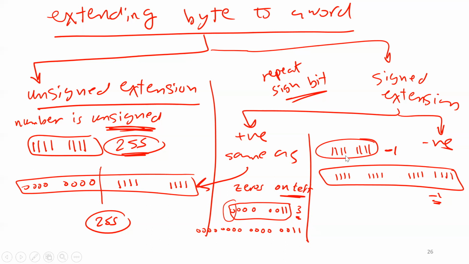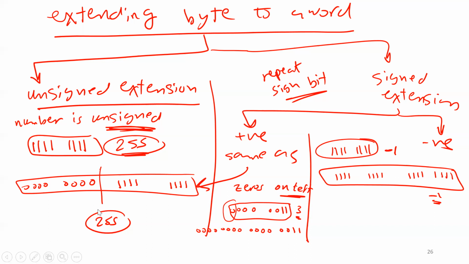The 1s don't change the number. In case of negative numbers, if you put 1s on the left, you don't change the number, you will get the same number. I have an example here. If you have 11111 this way, this is -1. If you keep putting 1s here, it's still -1. You didn't change the number. However, if I put 0s here, now this number becomes 255. The original number was -1, okay? And when you extended it, you changed the number, you made it 255.